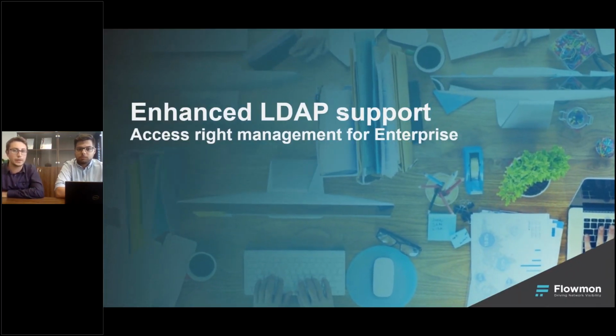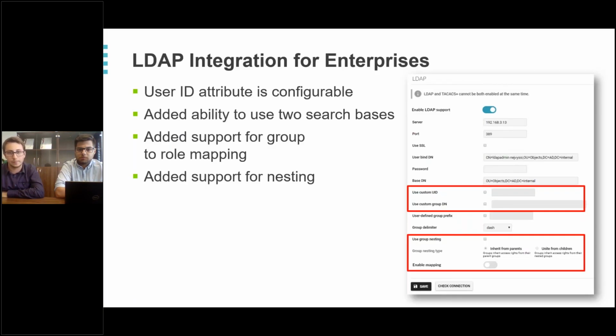It's a really big thing because we have improved the way we can integrate with LDAP very much in Flowmon 10.2. We have made some small changes and some large. First of all, a couple of things. The user ID attribute can now be configured the way you want. So in case you have your user ID stored under a different ID, you can change it. Then you have the ability to use two search bases, one for user accounts and the second for the groups. And what is very important is that you can use group to role mapping, which I will explain in a minute.